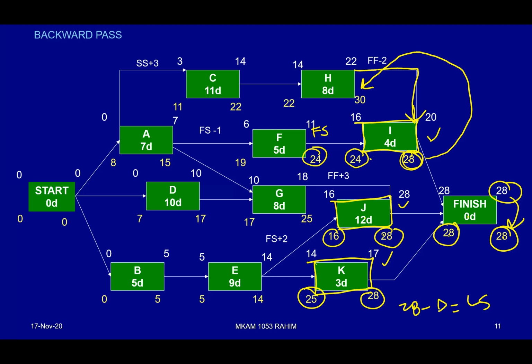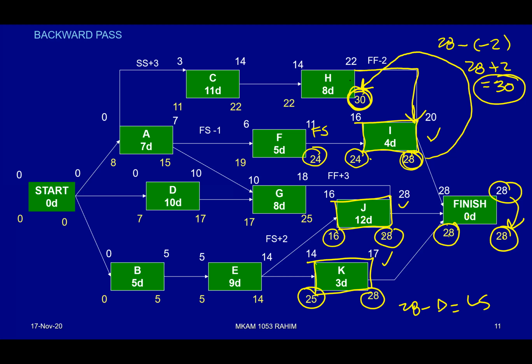But before it goes, we need to evaluate everything. Backward pass is basically to subtract. How do we subtract? 28 minus 2. We subtract is the lag or lead. If the lag is positive, then it is positive here. If the lag is negative, then it is negative. 28 as if plus 2 equivalent to 30. So that's why 30 is there inside the box there.